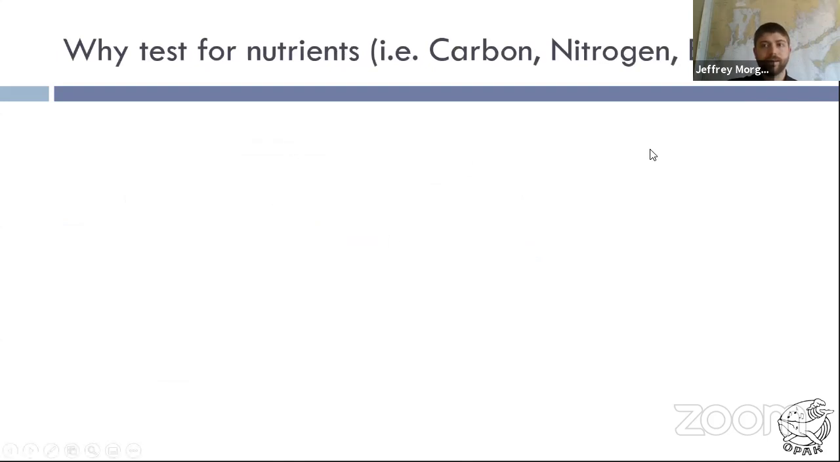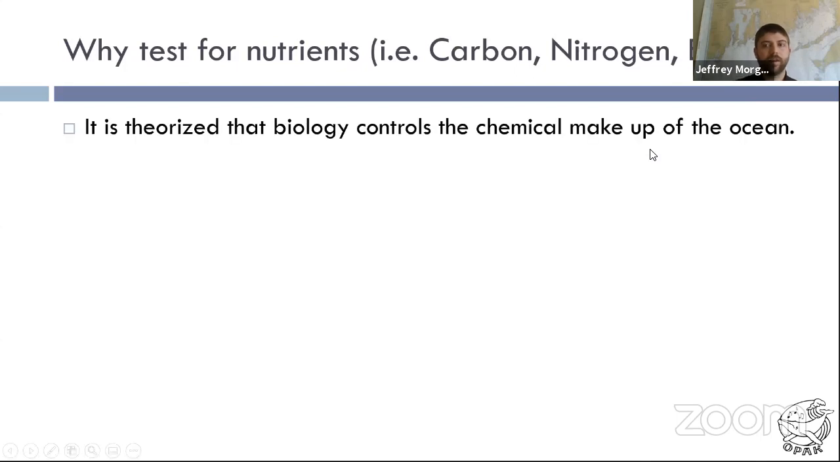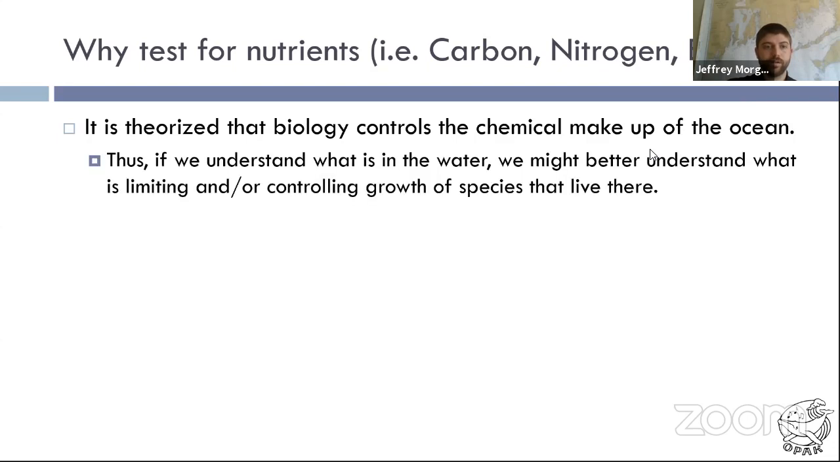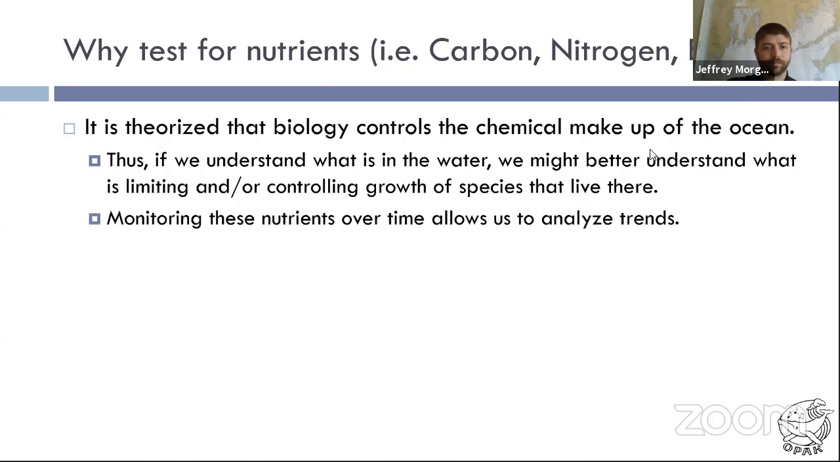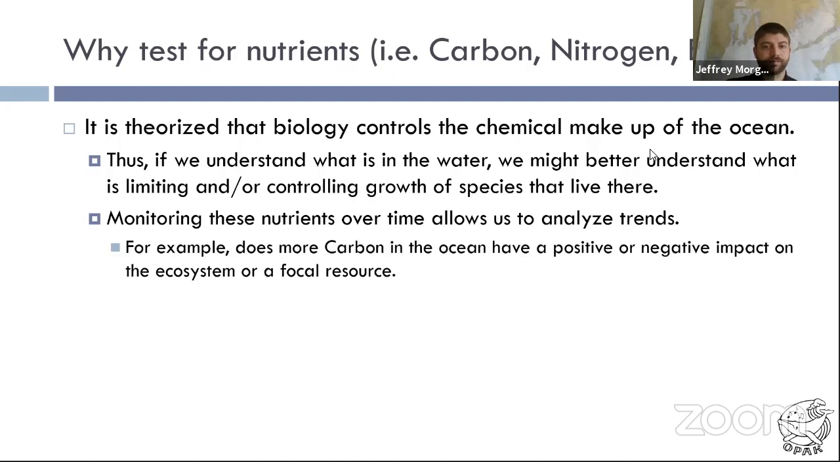So why test for these nutrients? Why are they so important? The main reason is that it's theorized that biology controls the chemical makeup of the ocean. So we need to understand what's limiting the growth of the organisms that live there. And if we monitor these nutrients over time, we can understand maybe what we would need to add to a certain system to help a certain species grow or thrive, or to limit the growth of a species that is there.